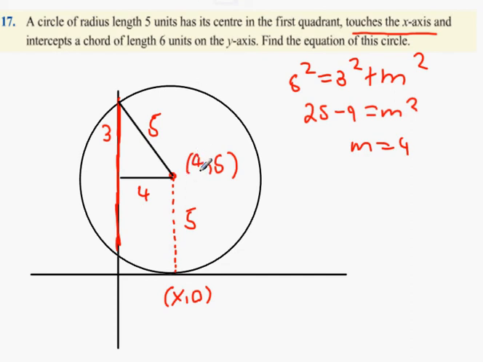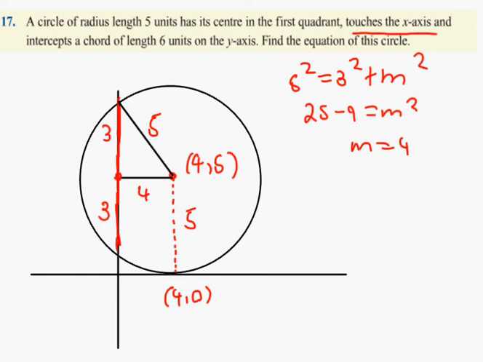Let's check out the numbers. When you drop 5 down, you go to 4, 0. You go 4 across, and when you go 4 across, you hit the y-axis. You know the radius is 5. When you do Pythagoras' theorem, you find out that's 3. You double the 3 to get your 6 units for your chord. Everything matches up. Okay?